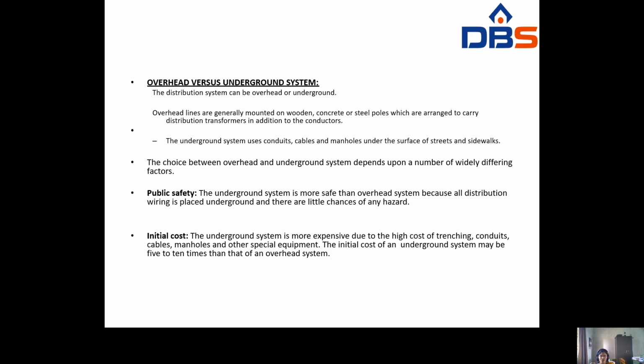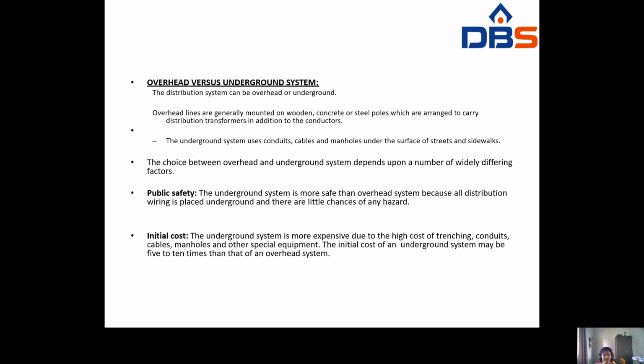See here, the underground system uses conductors, cables, and manholes under the surface of the streets or sidewalks. So underground means it also uses conductors or cables or manholes under the surface of the street.